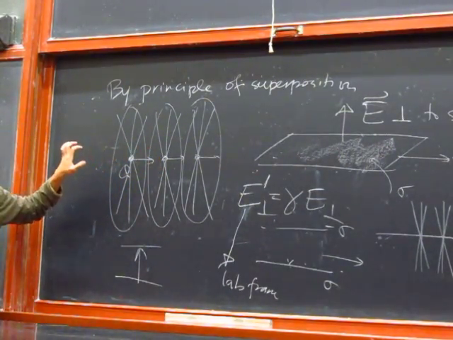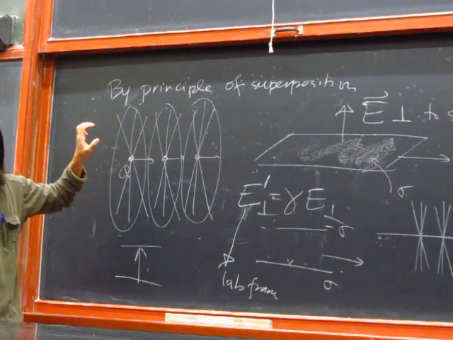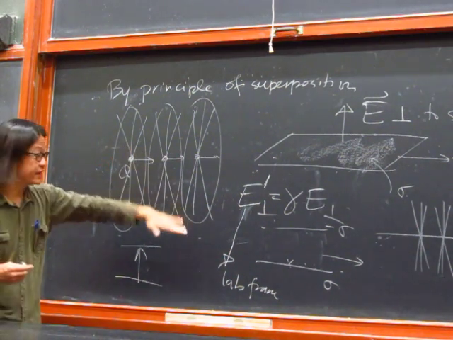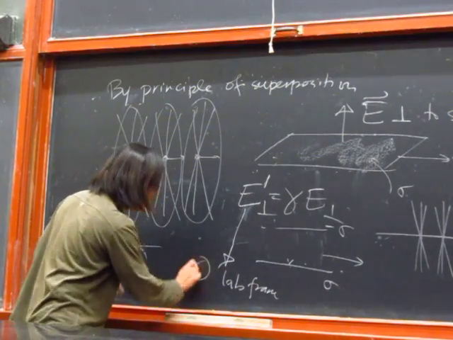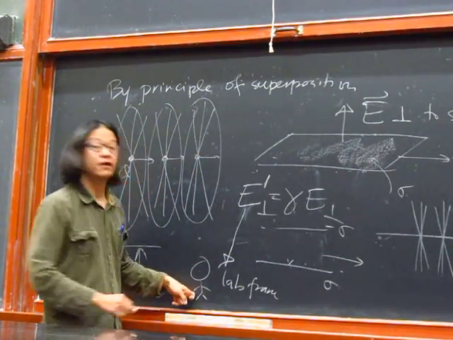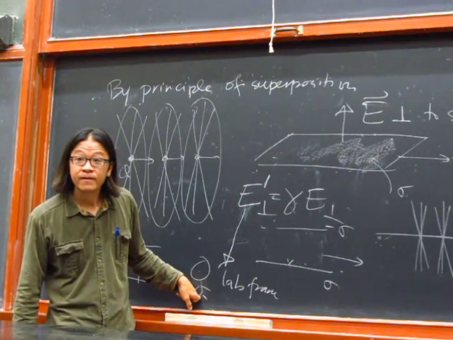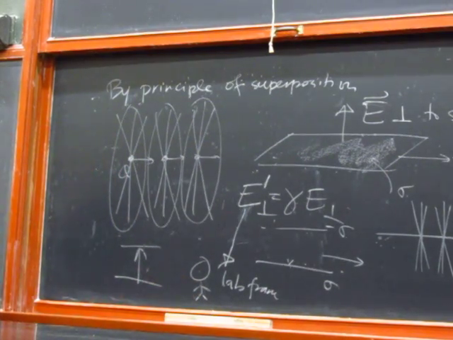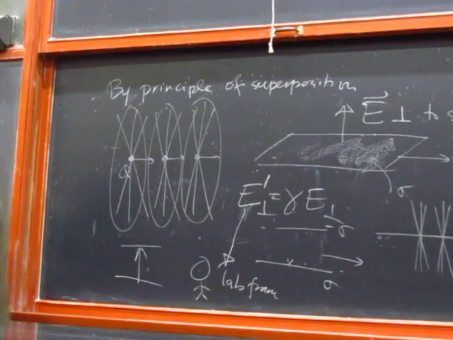So this parallel plate is from the perspective of the stationary observer. Yes. All this analysis is from the point of view of a guy who's in the lab, John. Okay. Question?